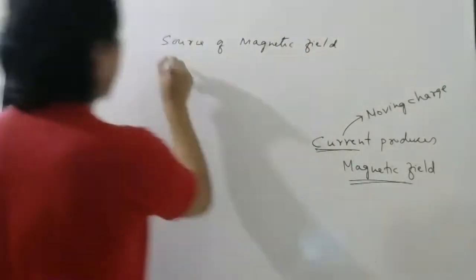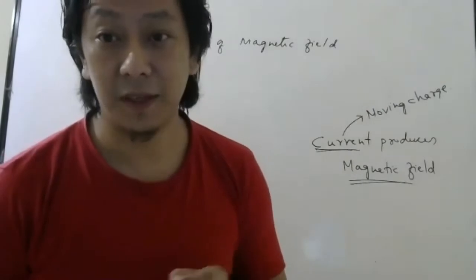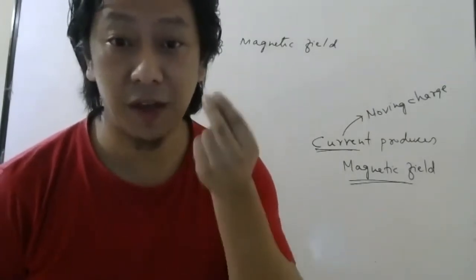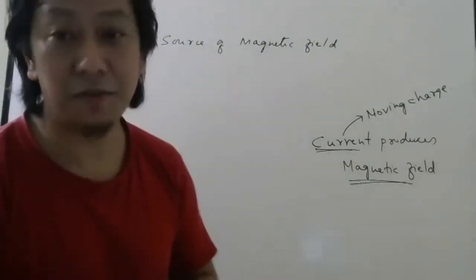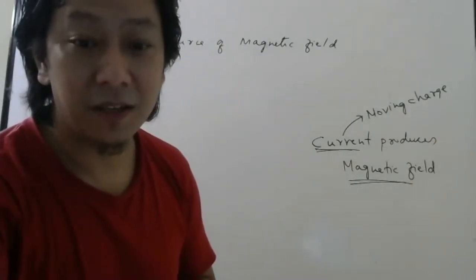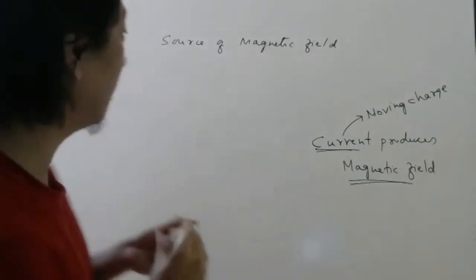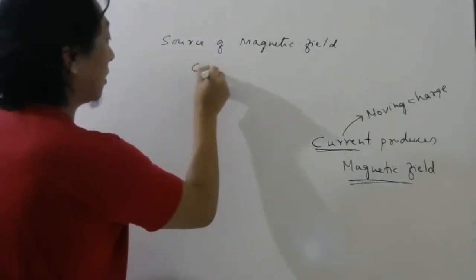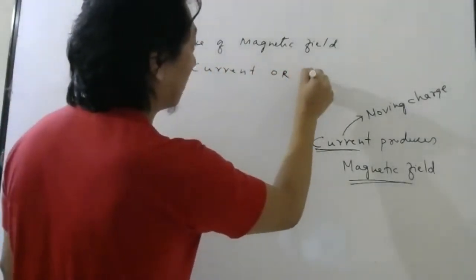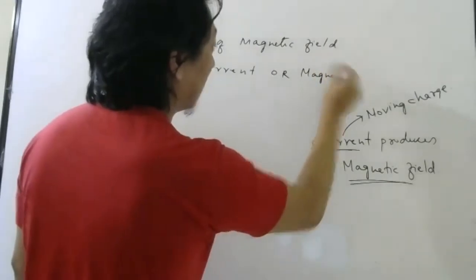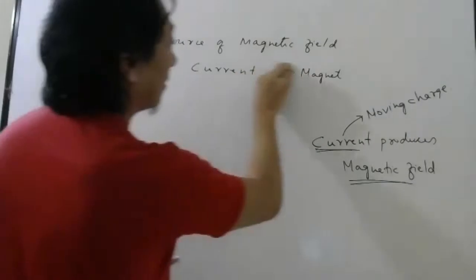So you may be thinking, if somebody asks you the source of magnetic field, just like the source of electric field is charge. So what is the source of magnetic field? Either you can say current or you may think magnet. But actually, students, you don't have to write this part.